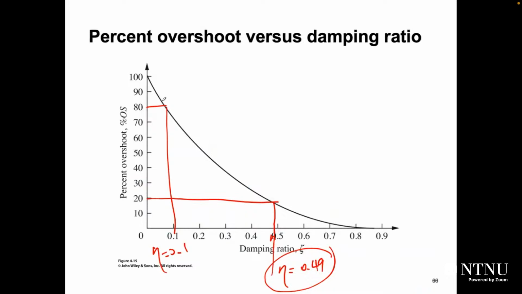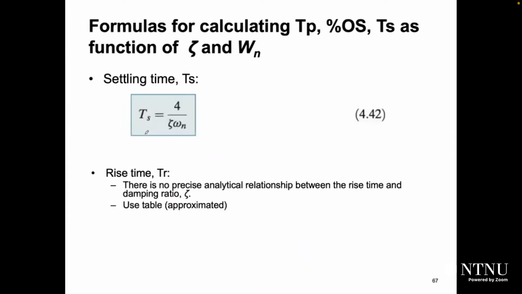So as you can see here, in fact, it corresponds to this figure very well. So yes, here it's 80%. If you want to get 80%, you need to select zeta equal 0.1. So we have this graph. From this graph, you will find the damping ratio for a specific percentage overshoot.